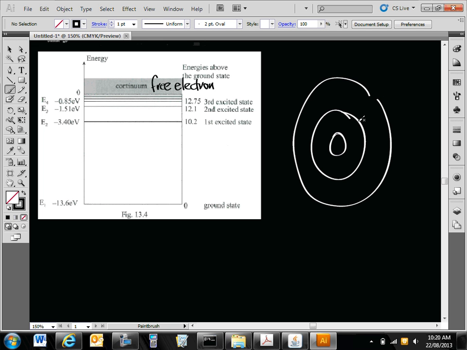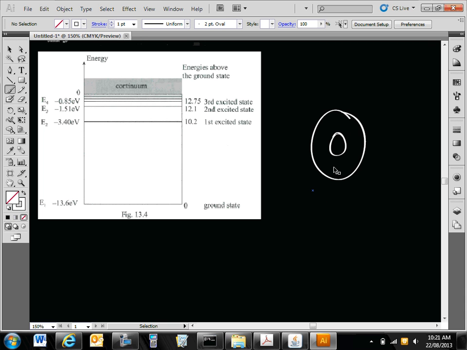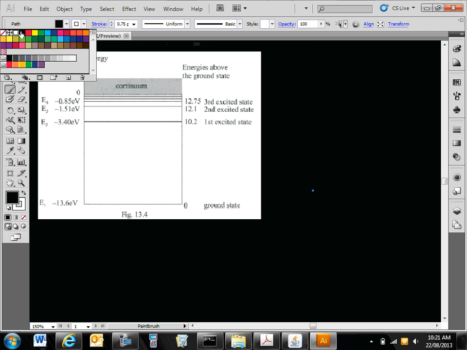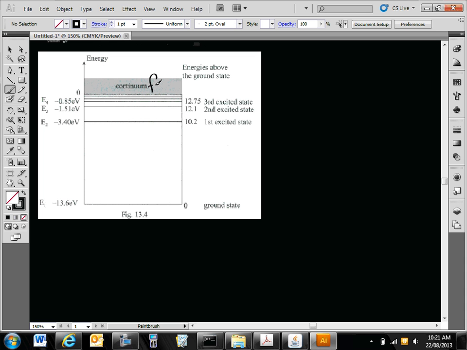Actually, I'm going to remove this anyway because that's not right. Okay. Free electron. Now, you notice this is called the ground state. First excited state, second excited state, third excited state. There are other excited states in there, but they're not listing them all.